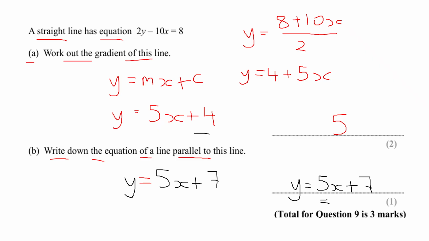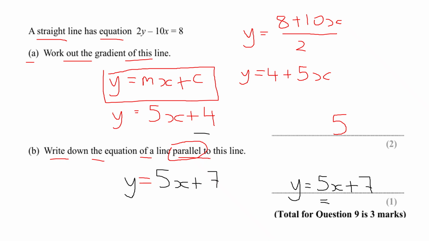Okay, so parallel lines are lines that have the same gradient. Lines that never meet. So the same coefficient of x in the form y is equal to mx plus c, where m is your gradient and c is your y-intercept.